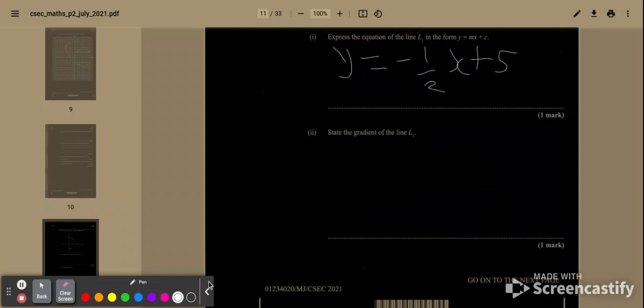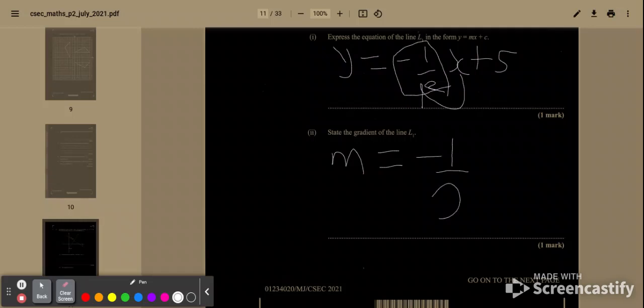The second part of this question states that we are supposed to state the gradient of line 1, which is negative a half, because we know it is in the form y is equal to mx plus c. m always represents the gradient, and m comes before the x value. So therefore, m is equal to negative a half. All right, so we can move on to the third part of the question.